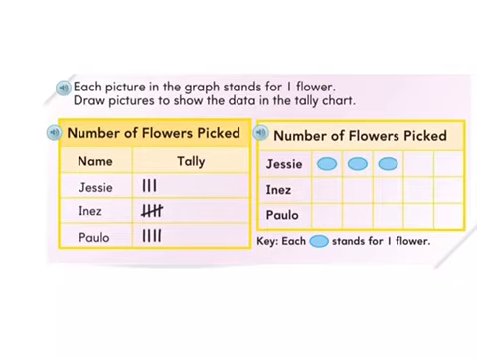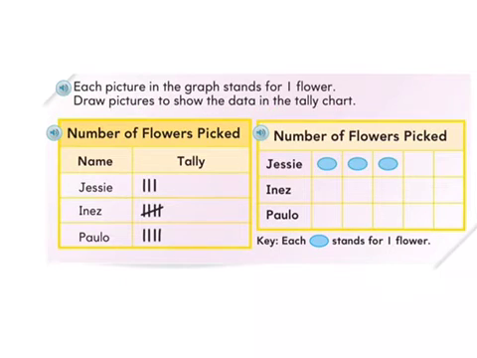Right, so now we are going to start making picture graphs. We've just been looking at picture graphs and answering questions about them, but now we're going to make the picture graphs. So this is a start of an example. This says each picture in the graph stands for 1 flower. Draw pictures to show the data in the tally chart.